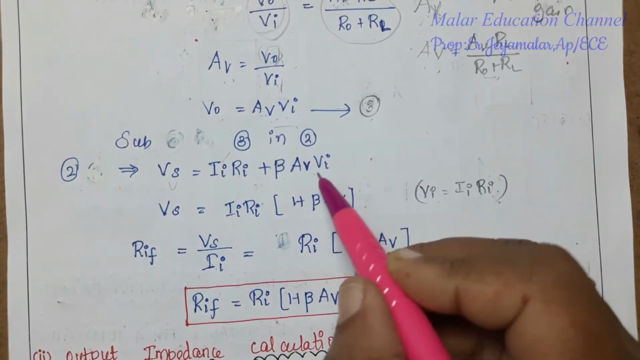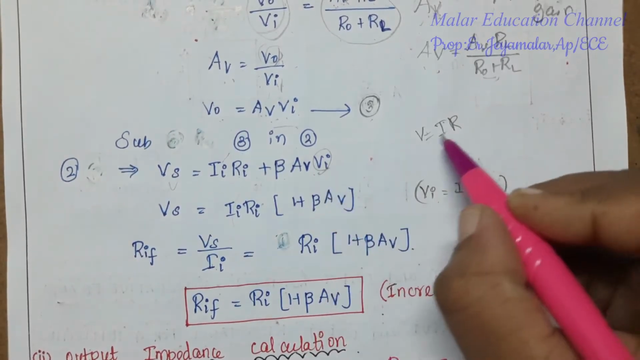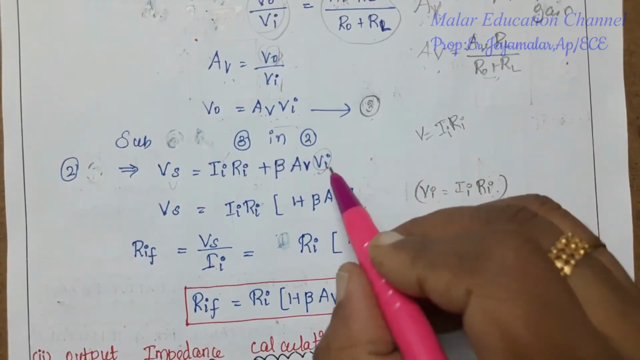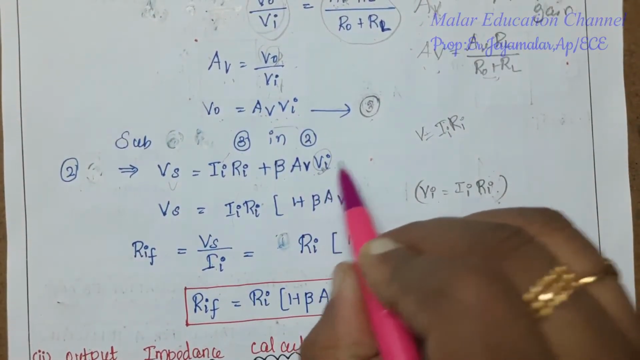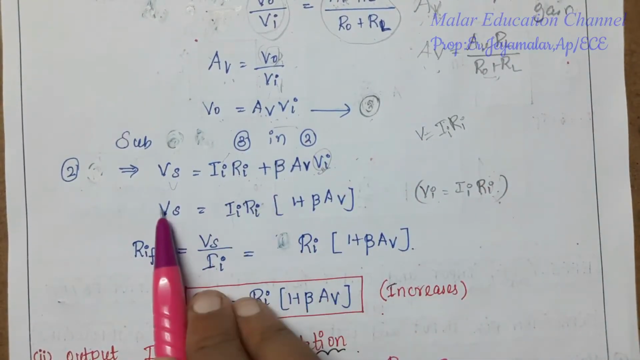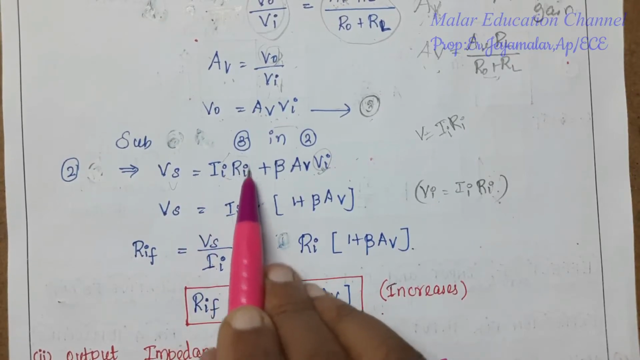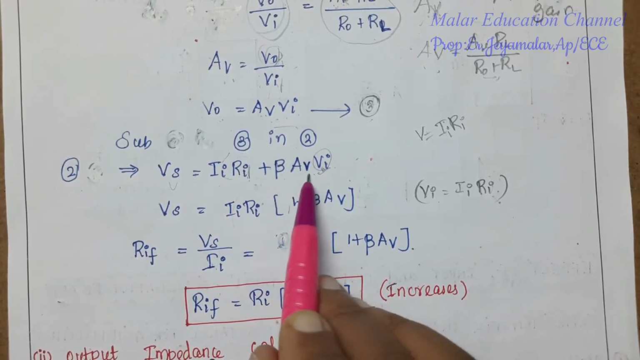Next step, we know Vi equal to IR by Ohm's law, isn't it? Vi means Ii into Ri. So substitute here, Vi equal to Ii into Ri. Next step, take the common term Ii into Ri outside. The remaining is 1 plus beta into AV.